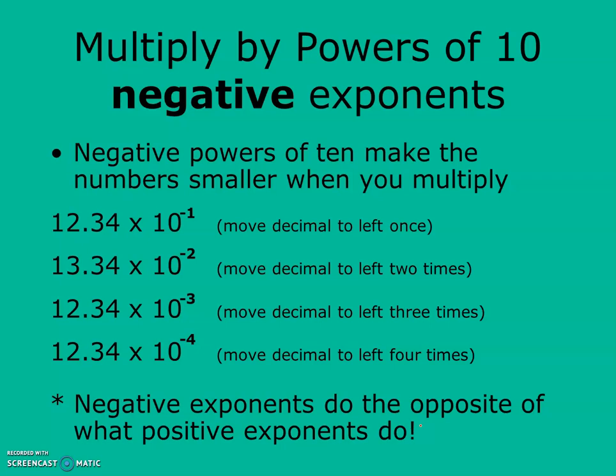Multiplying by powers of 10, negative exponents. Remember now, if you multiply by a negative exponent, that's a small number. And so it's the equivalent of dividing, actually. You're going to do the opposite of what the positive exponents would do. So let's take a look, okay? You would move the decimal to the left the same number of times you see in that multiplication because it's a negative. And basically, you can just sort of tell yourself negative means left.